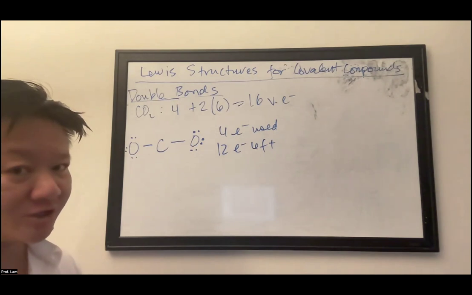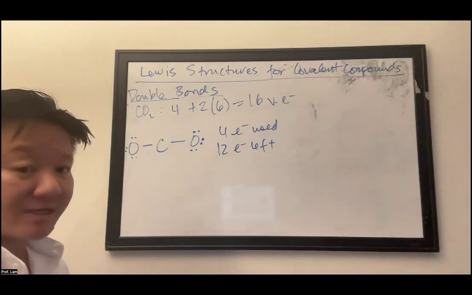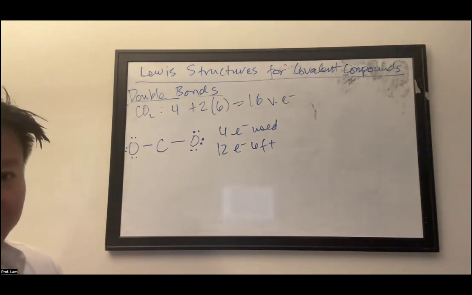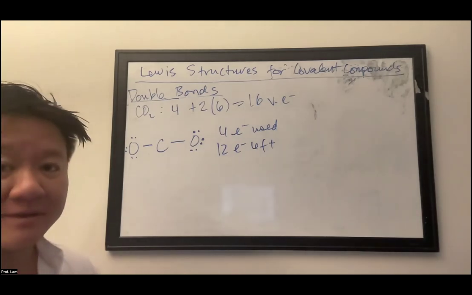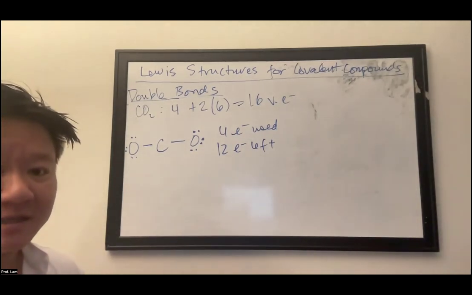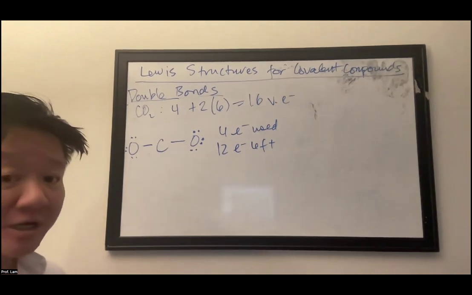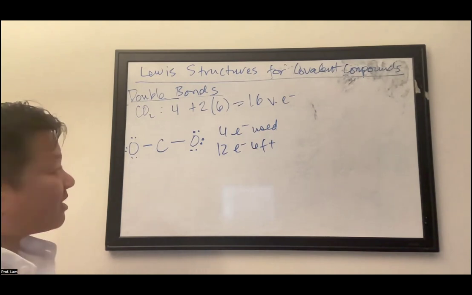We're not done with the structure, right? Because the carbon does not have an octet yet. So how are we going to rectify this situation? Notice that in step 6, it says you could put a double bond to make it an octet, right? So how should we do that?